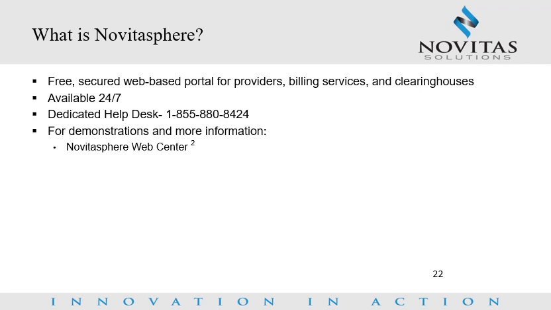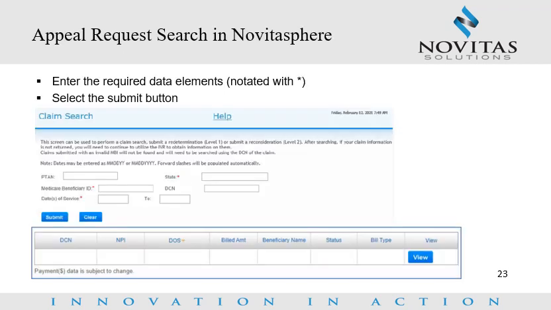For questions about enrollment, password resets, or usage, please contact the Novitasphere Help Desk at 1-855-880-8424 from 8 a.m. to 5 p.m. Eastern Time. You can also visit our website at novitas-solutions.com for more information.